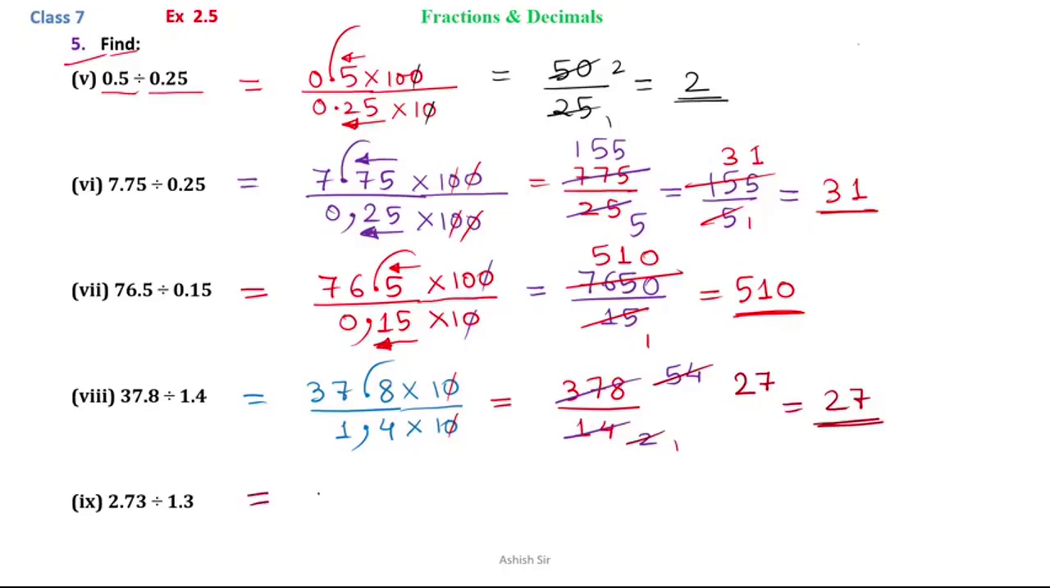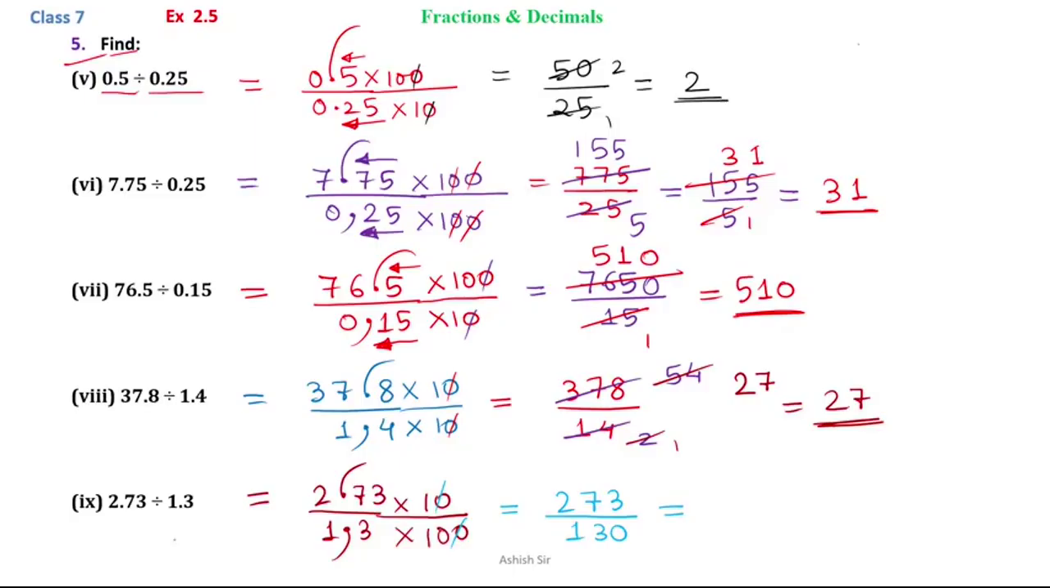Moving on to the next part, that is 2.73 divided by 1.3. So how are we going to do this? We will remove the decimal point from the denominator. We will place a 10 here. We will remove the decimal point from the numerator. We will place a 100 here. Now we can see that we can cancel 0 with 0. What we have left is 273 divided by 130.